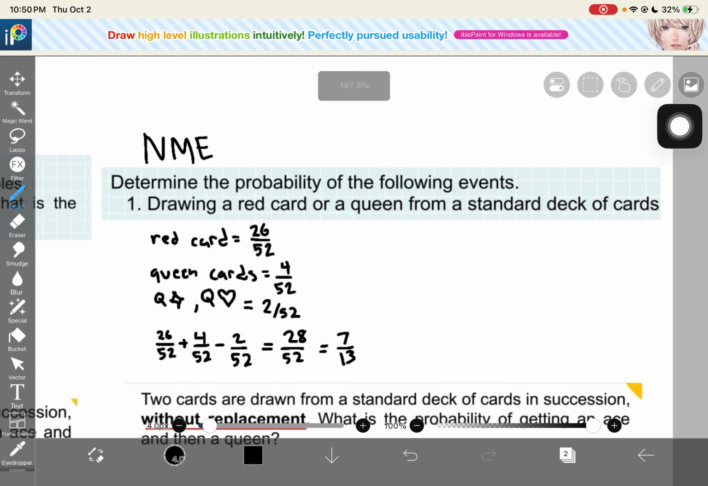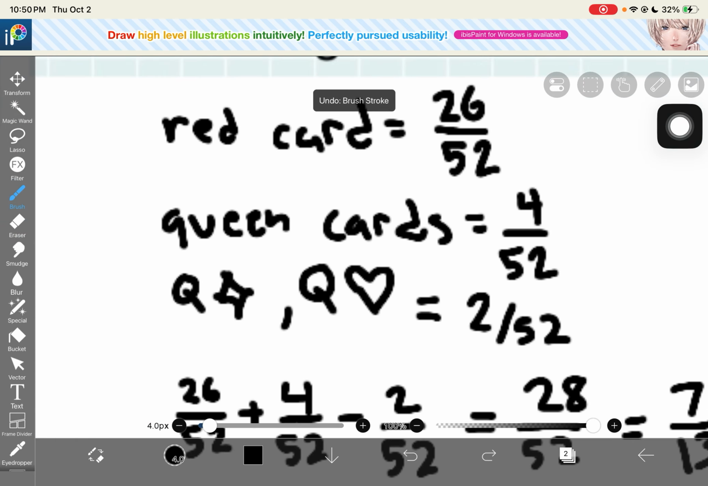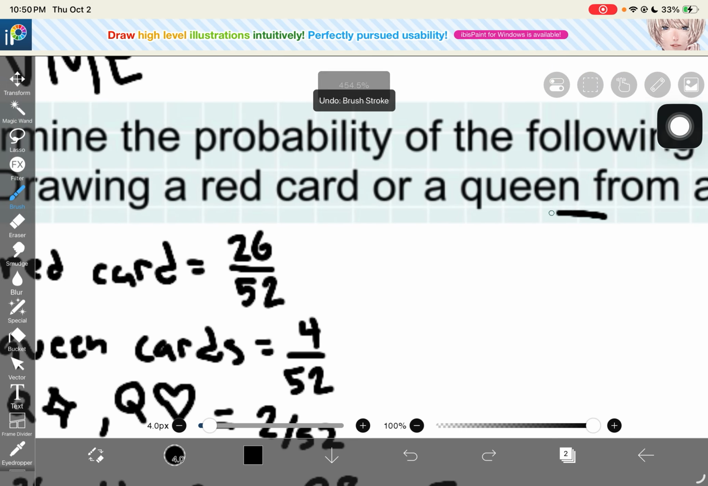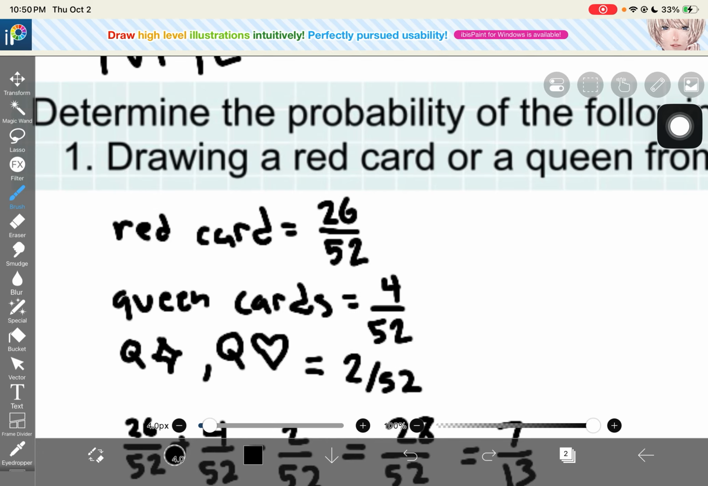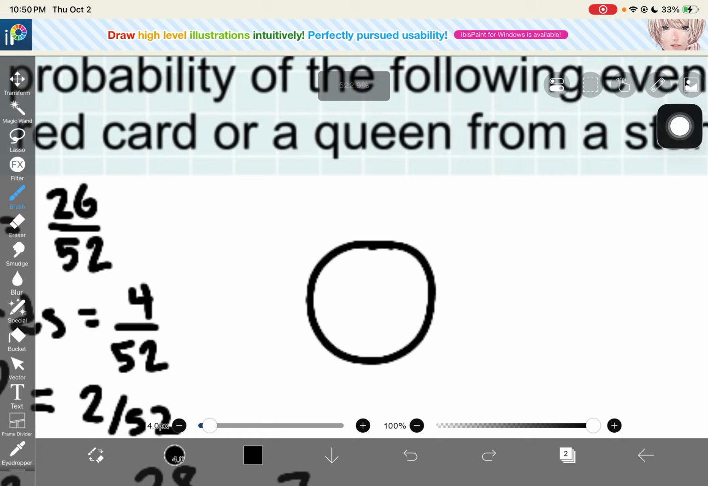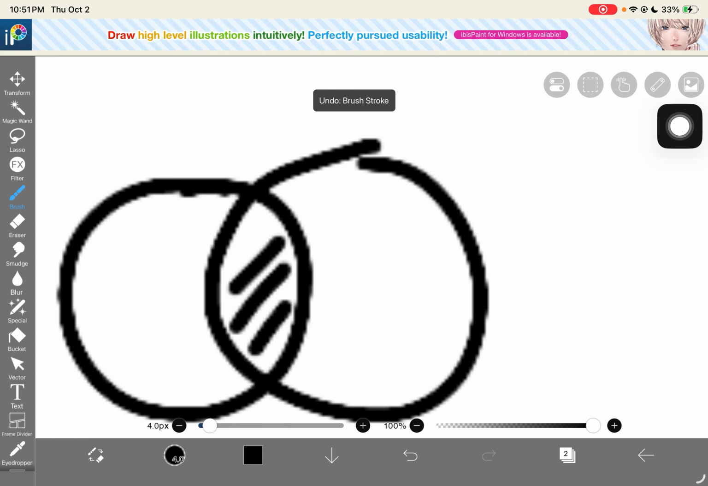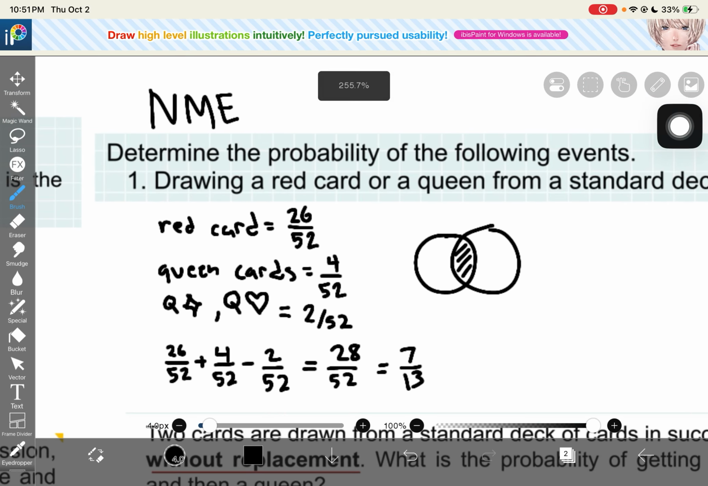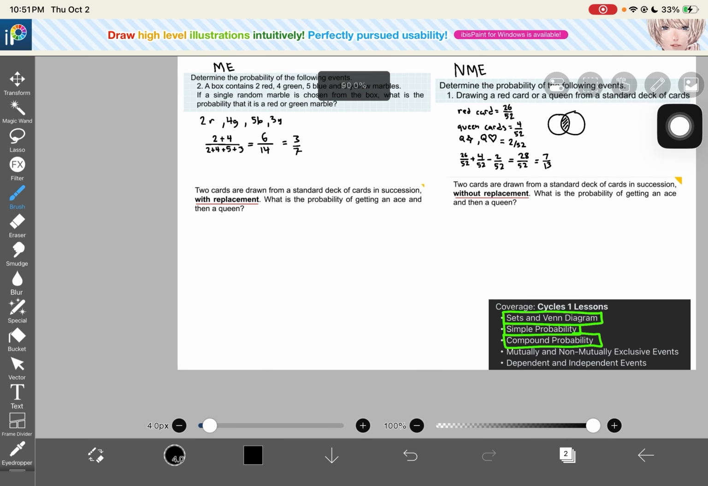Whereas this non-mutually exclusive event, as you could see, I have some cases where I satisfy both requirements here. So the red card and a queen. So as you could see, I satisfied both conditions. So therefore, these two events can happen at the same time. And when graphed on a Venn diagram, this is actually referring to the intersection, this one. So therefore, you just need to identify if there's an intersection or not to determine if it's mutually exclusive or non-mutually exclusive.